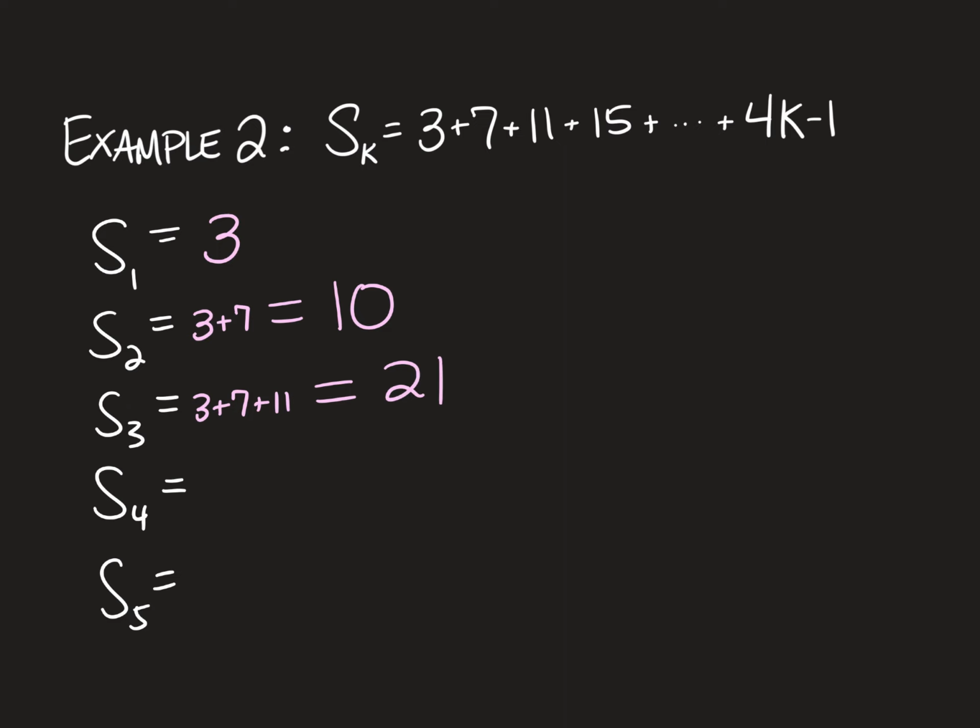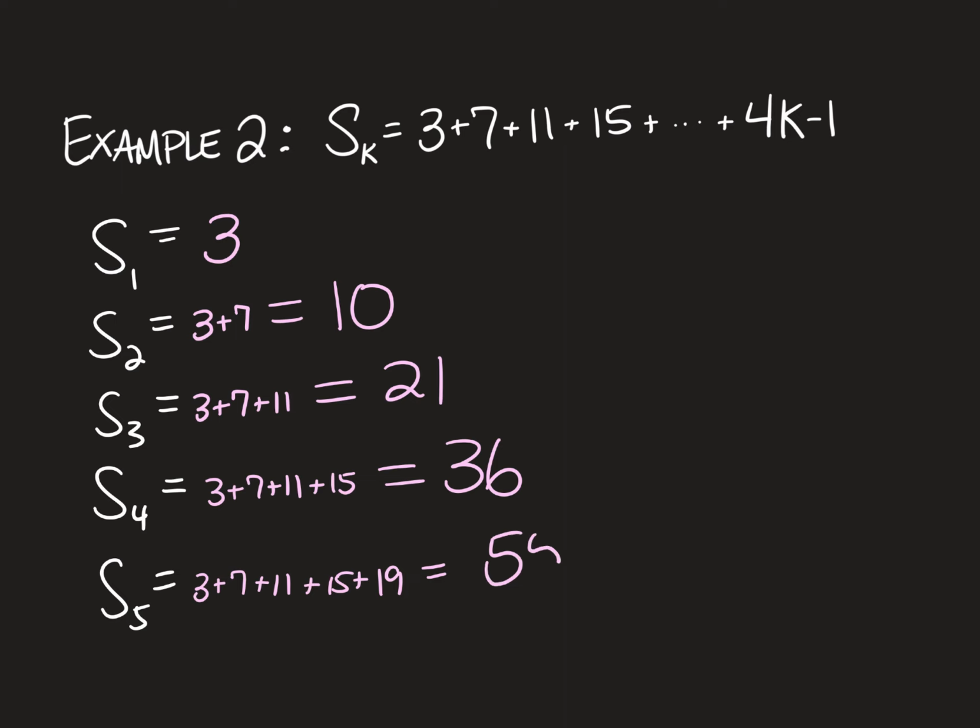Trying to give myself a little bit of space to work here. Then we've got 3 plus 7 plus 11 plus 15, which is 36. And then 3 plus 7 plus 11 plus 15 plus what? 19, good. Which will be 55. Now we were able to come up with this in first period. It took a lot of thought.